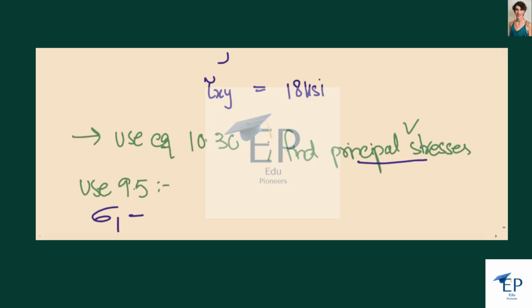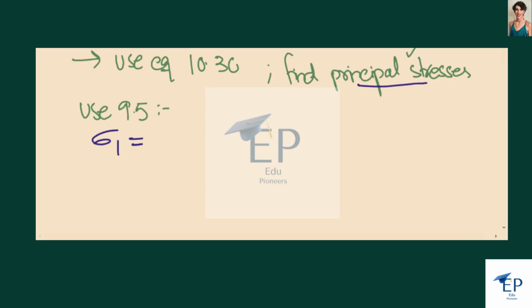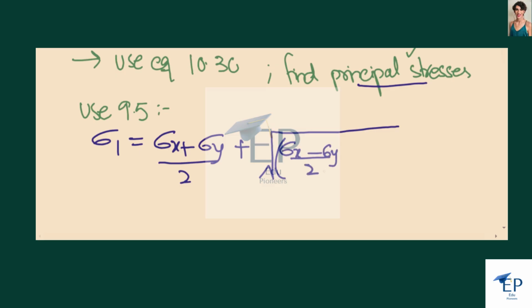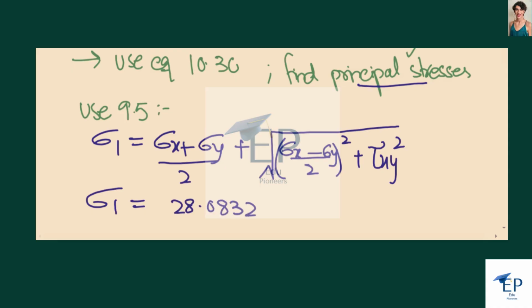So sigma sub 1, that is the first principal stress, is sigma sub x plus sigma sub y divided by 2 plus under root, parenthesis start, sigma sub x minus sigma sub y divided by 2 whole square plus tau sub xy square. You have the values, just plug them in and you will get that sigma sub 1 is equal to 28.0832. That is approximately equal to 28.08 ksi.